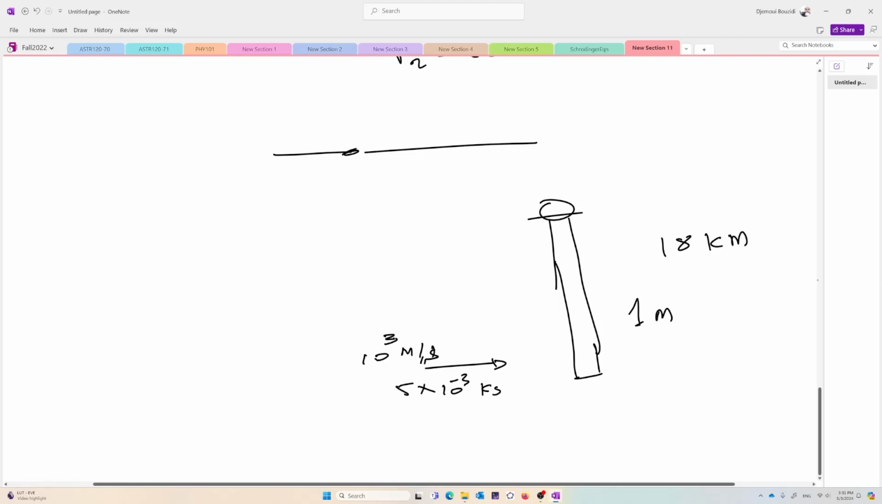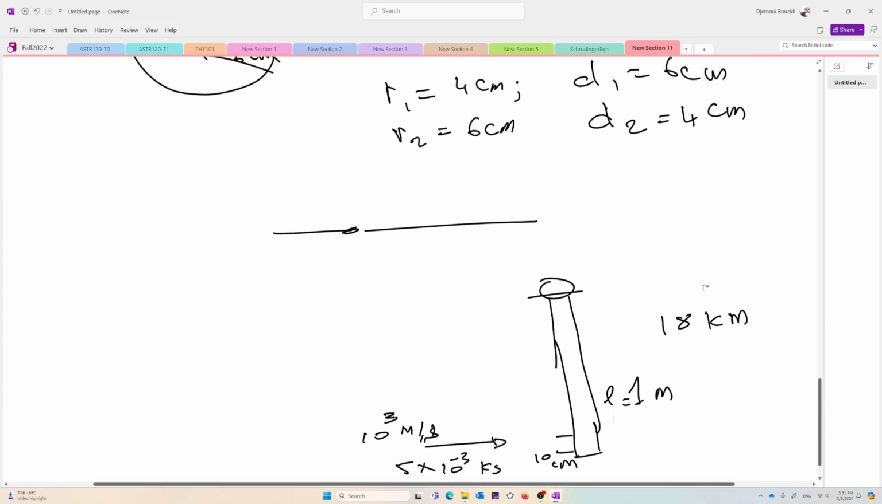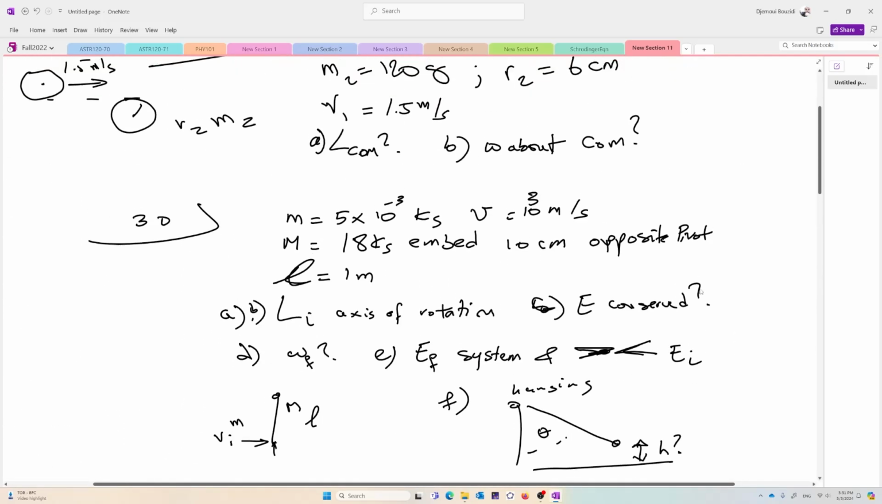Okay, and it strikes at 10 centimeters from this point in here, and the length of this door is 1 meter. And of course, there was a bunch of questions in this problem in here. What else do I need? Okay, that's all we need. Then it's asking, do we have an angular momentum before they collide? And they said that this bullet embeds itself in the door, so that this is an inelastic collision. Again, it's a perfectly inelastic collision.